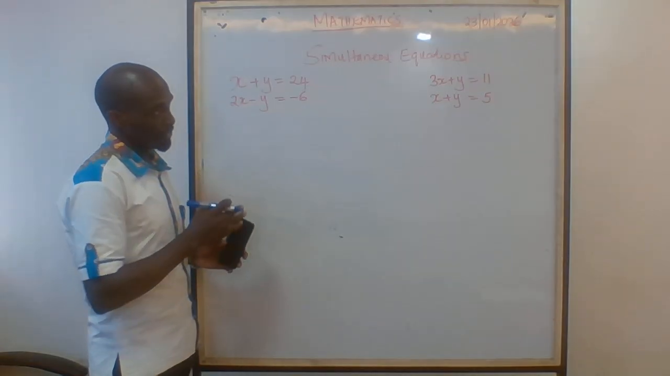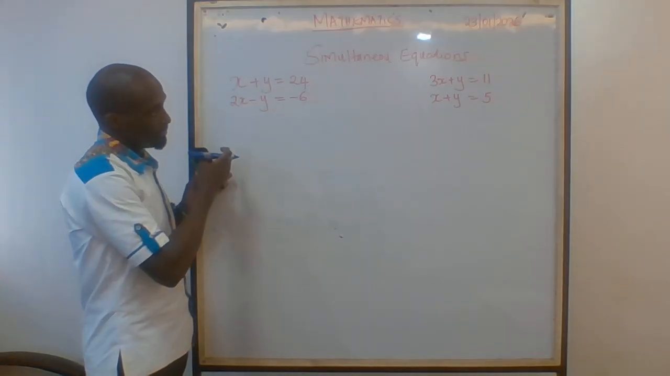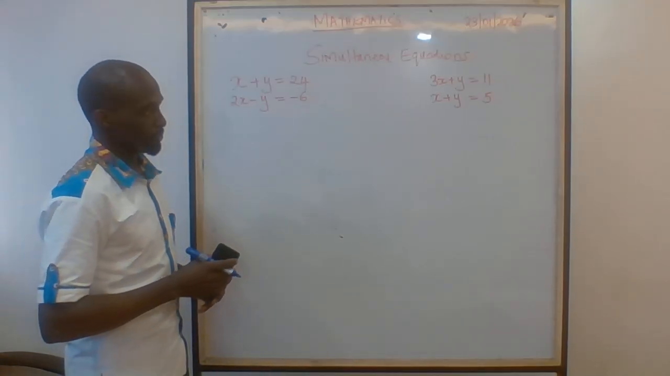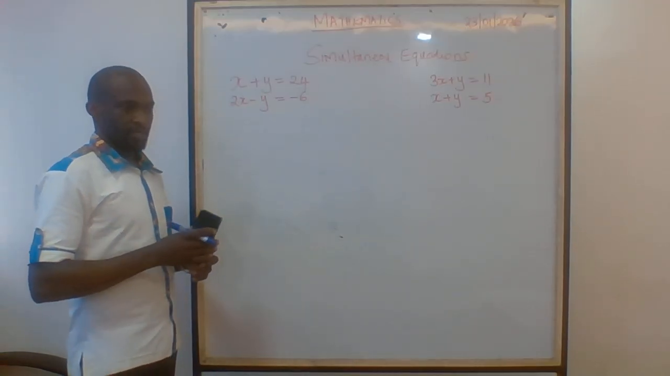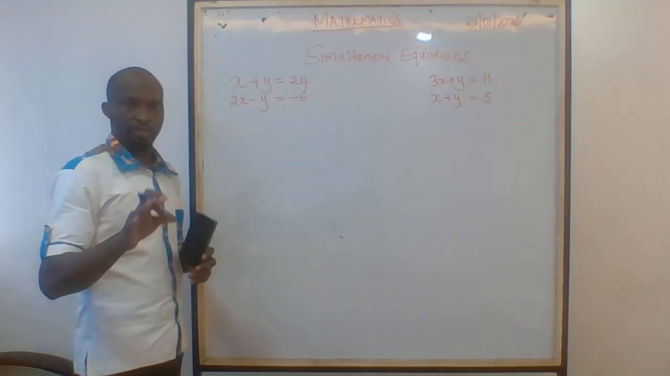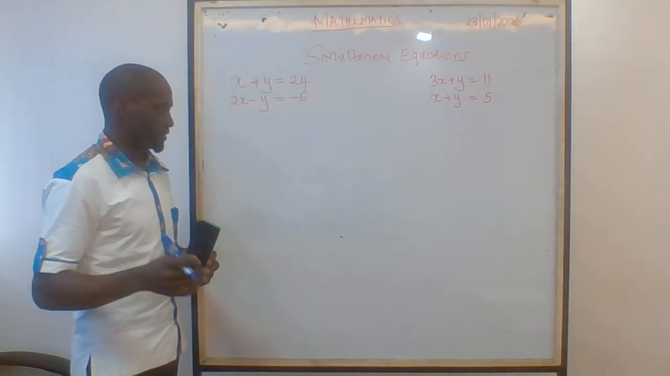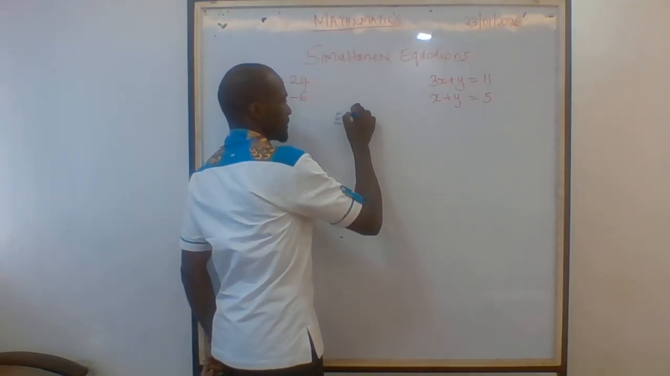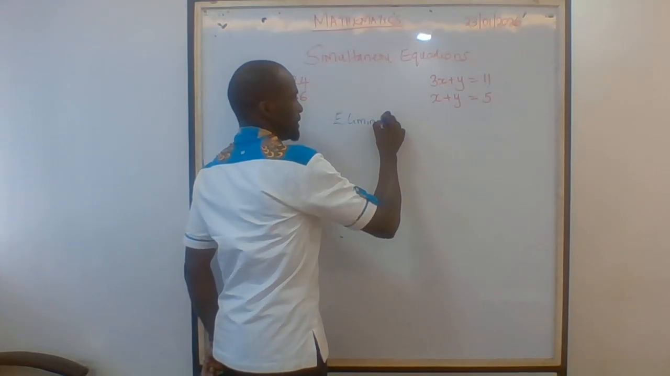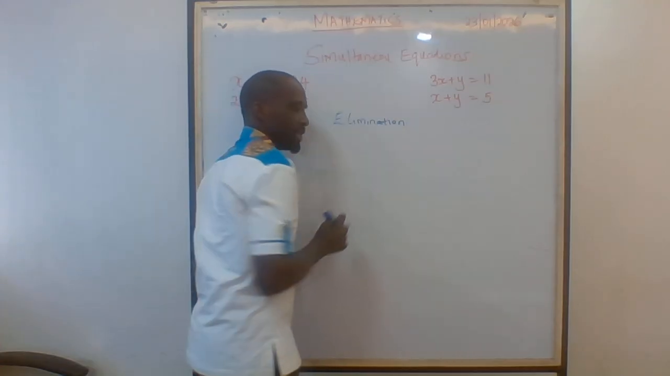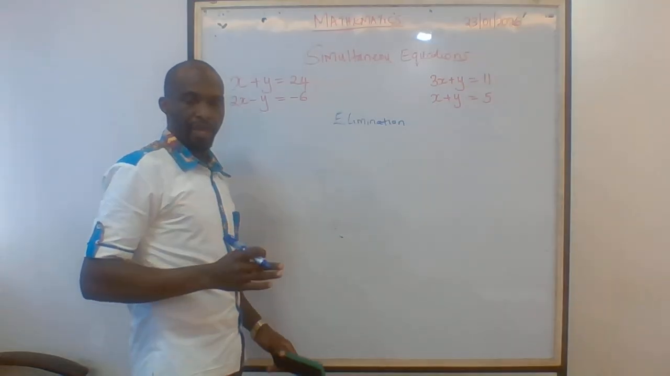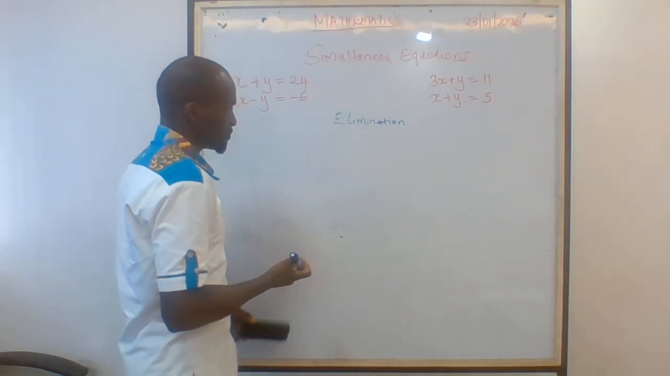To start us off, before we dive into these two examples that I have here on my board, it is good to notice that to solve simultaneous equations, we can use four methods. One, we can work with elimination. Elimination means we try to eliminate one variable and we retain the other one. And then from there, we can get the values of the two variables.